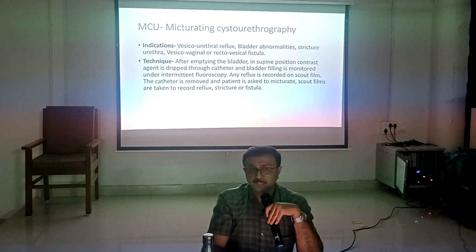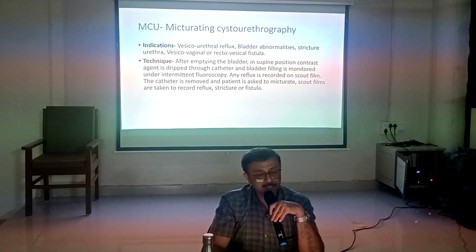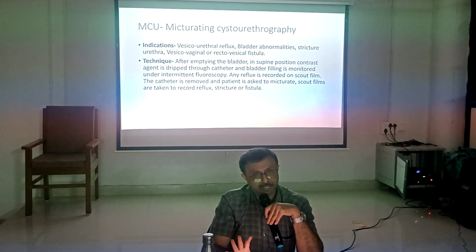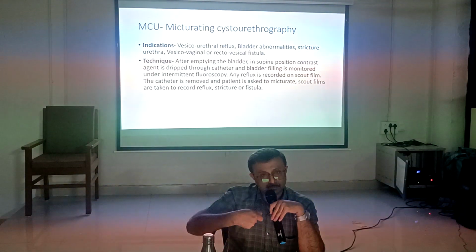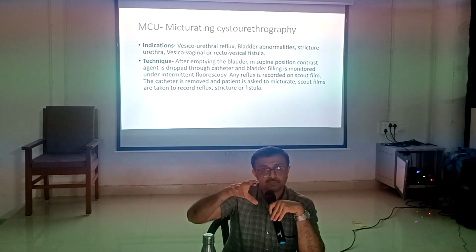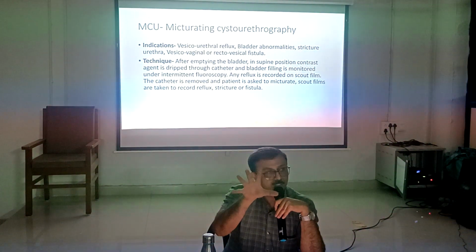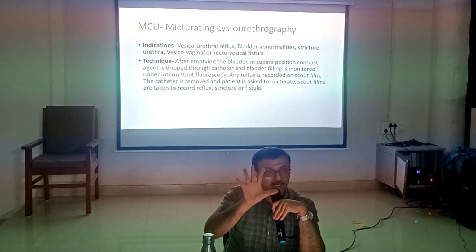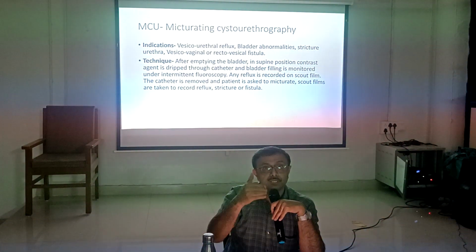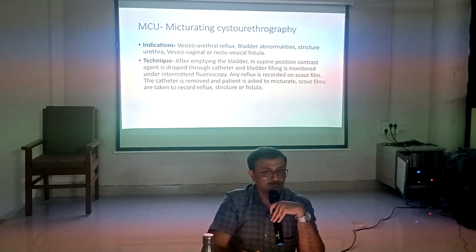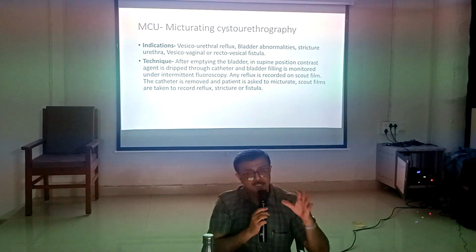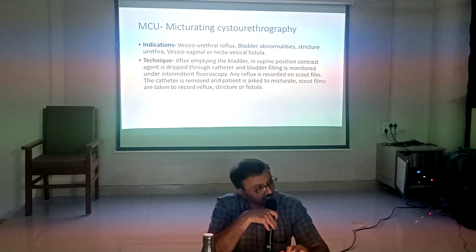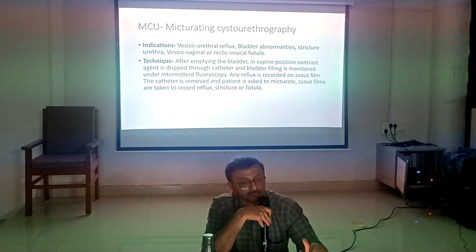MCU, RGU. Retrograde urethrography with micturating cystourethrography. This procedure is usually simultaneous. Dye is injected per urethra. So the urethra is visualized, dye is collected in the urinary bladder, and the patient is asked to micturate. Picture is taken. It's micturating cystourethrography. Usually ascending urethrography, AUG or retrograde urethrography, RGU with MCU.